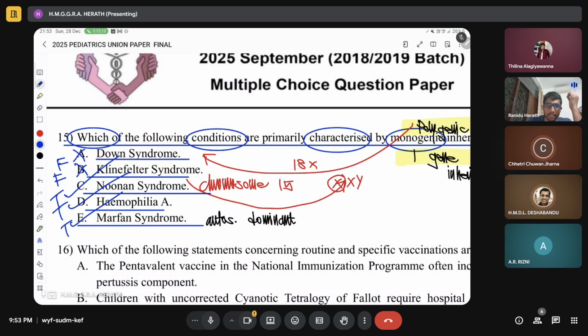Uncountable, billions. Today you guys go and see what is a chromosome and what is a gene. I think you guys are having a problem there. There are thousands and thousands of genes inside a chromosome. So when there is a chromosomal problem, many genes will be involved. That kind of problem we call polygenic inheritance. Understood?